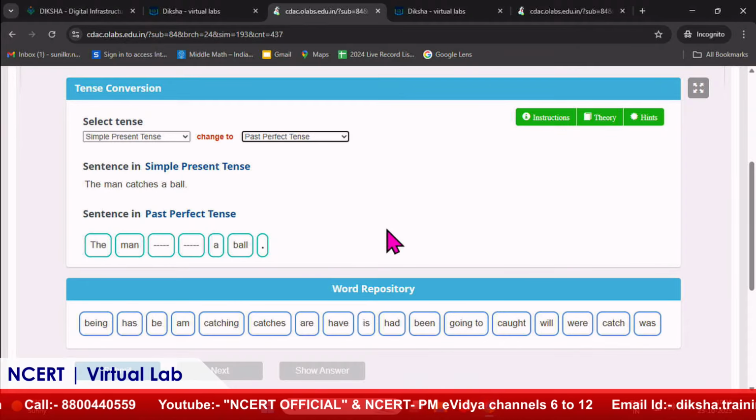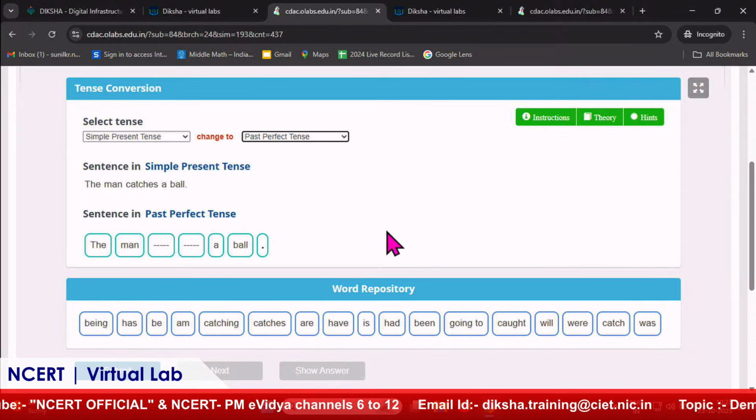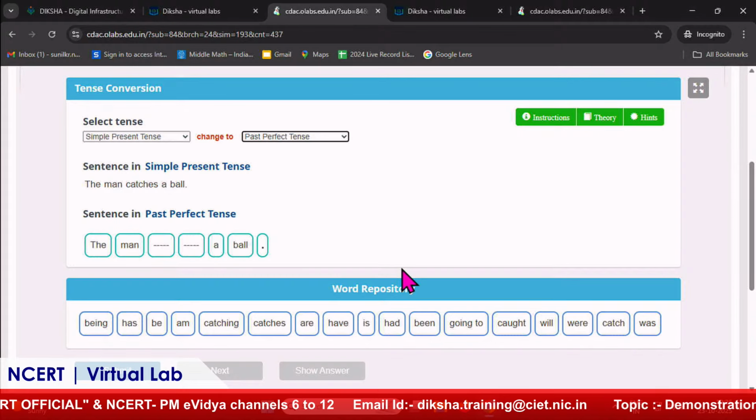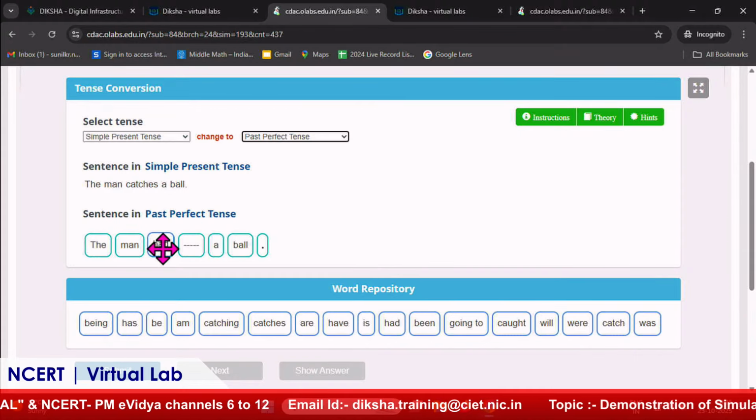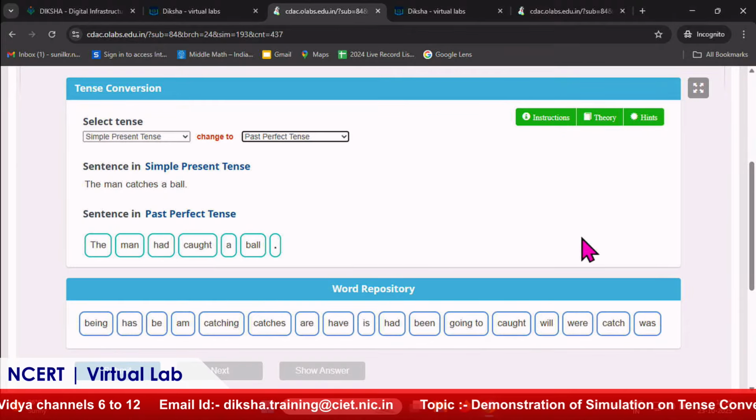What do you think? So catches has to be transformed into the past form, which is caught. So the man caught a ball. Oh, but it's past perfect, so not caught, but had caught. The man had caught a ball.